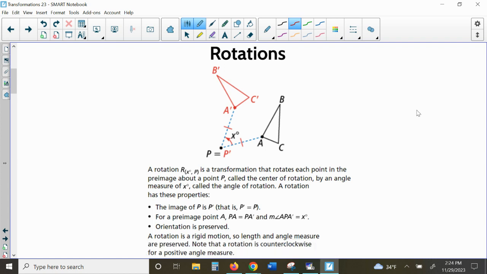Okay, here's your rotations foldable. This is going to go onto page 36 in your notebook. You're going to add rotations to your table of contents on line Q. So add rotations, page 36 to line Q of your table of contents.